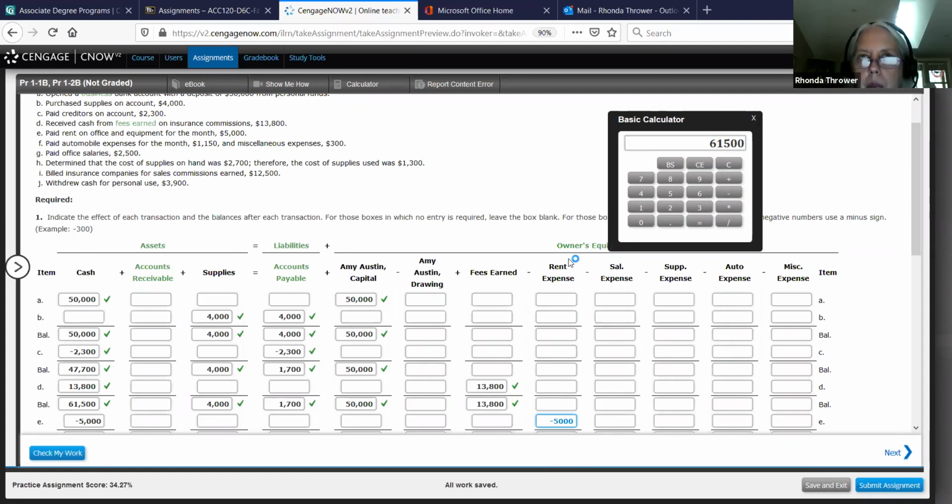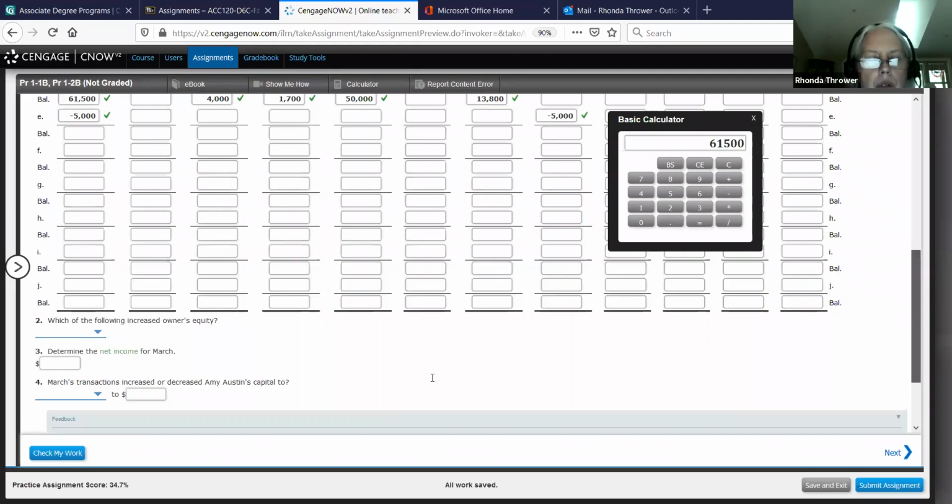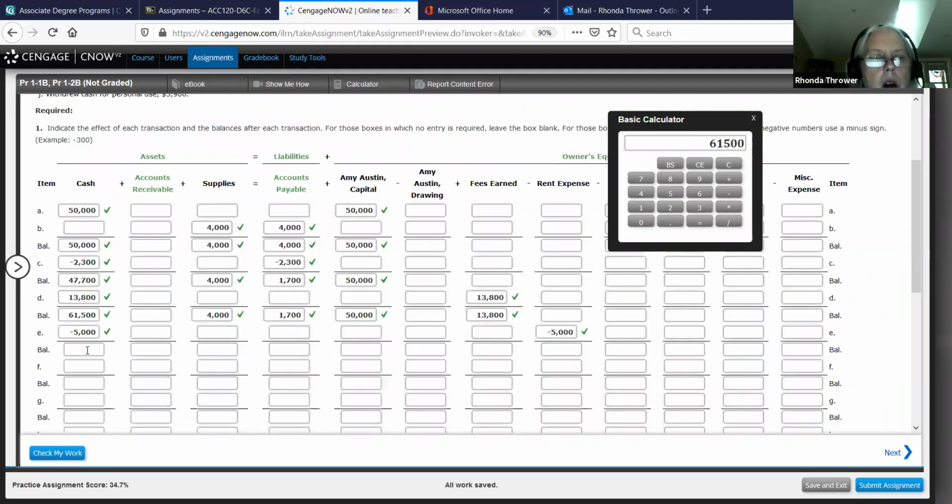Remember from the previous recording, your owner's equity is affected negatively by expenses. So this expense is decreasing owner's equity by $5,000. This transaction has two parts to it. Every transaction has to have at least two parts to it. And I'll click on check my work to make sure that your transactions are correct.